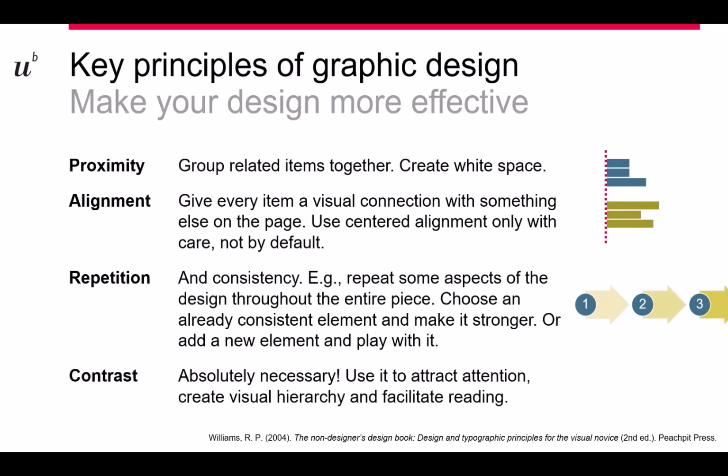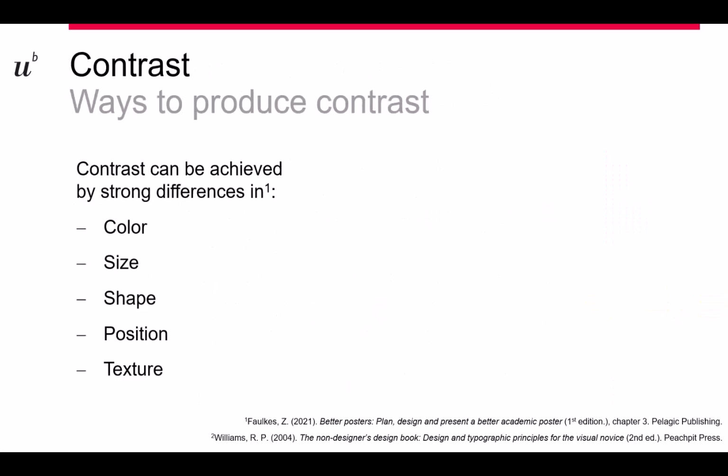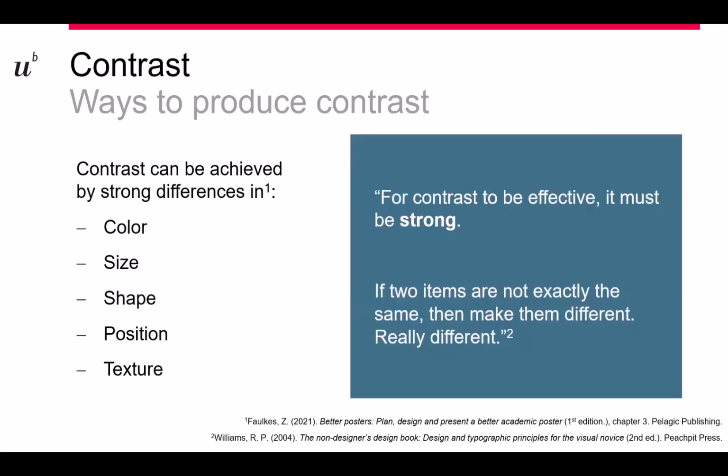And then finally, contrast. This is my favorite. It's absolutely necessary. So you use it to attract attention, create a visual hierarchy, and it helps your readers get the content better. So a few words about contrast. There are different ways you can produce contrast. For example, you can use color, size, but also shape, texture, position. The important thing is that for contrast to be effective, it must be strong. And if two items are not exactly the same, then make them different, but really different.